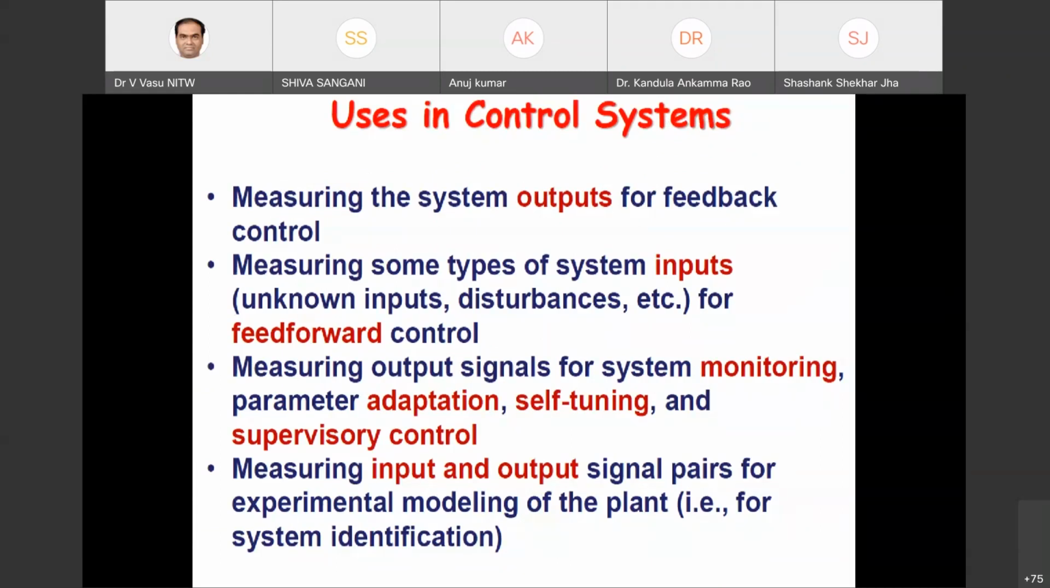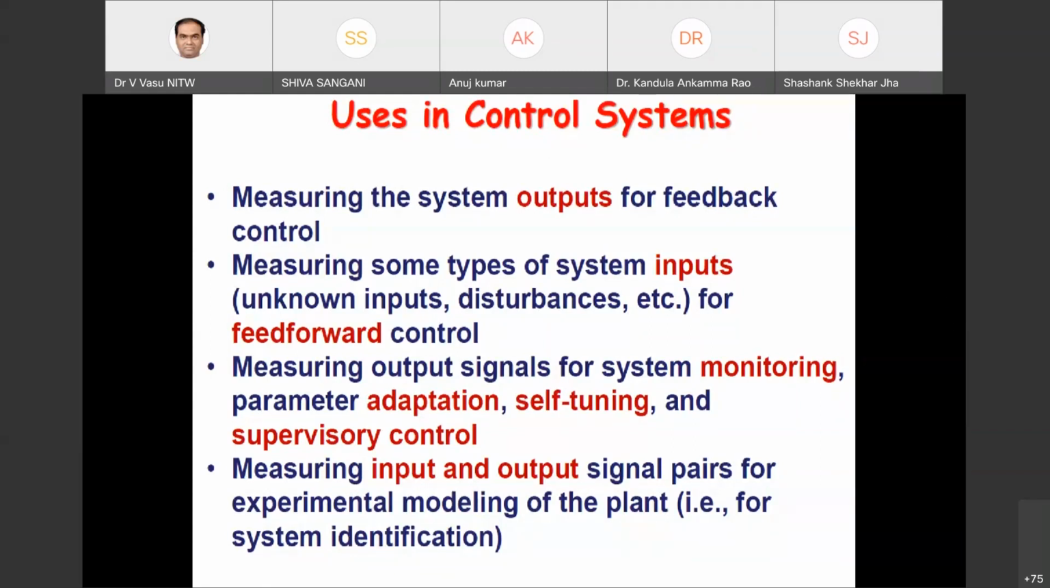In the case of a control system, the main purpose is measuring system inputs for feed forward control, and measuring output signals for system monitoring, and self-tuning. These are some of the important things which will be discussed in the next session.